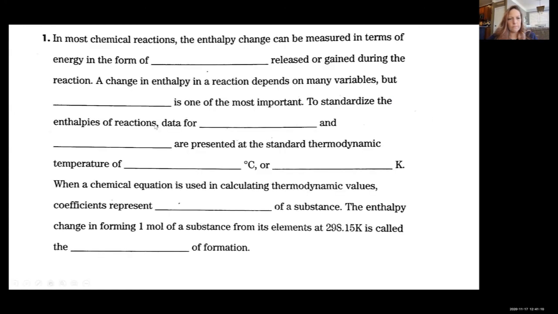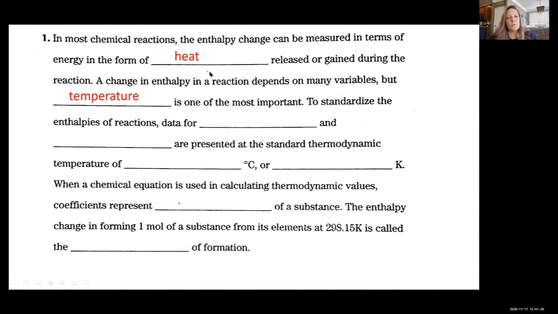Did you get that one? I hope you did. In most chemical reactions, the enthalpy change can be measured in terms of energy in the form of heat released or gained during the reaction. A change in enthalpy in a reaction depends on many variables, but temperature is one of the most important.